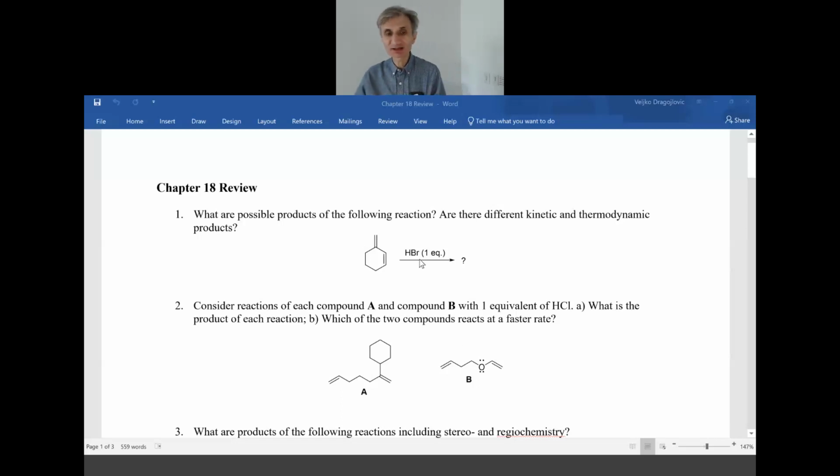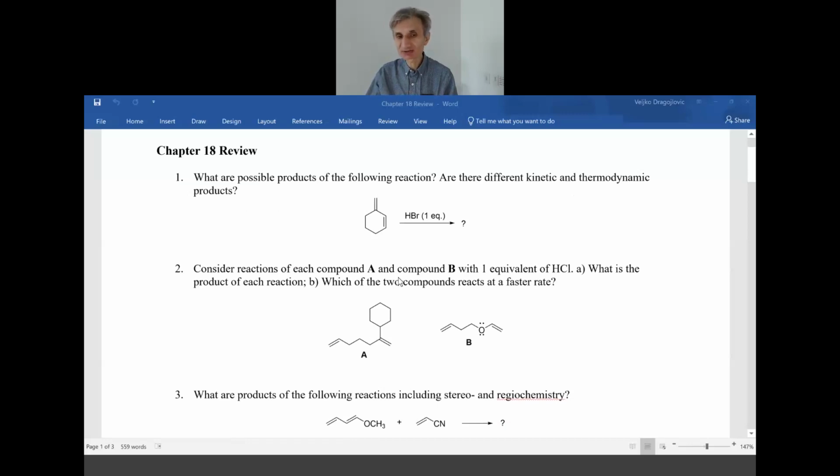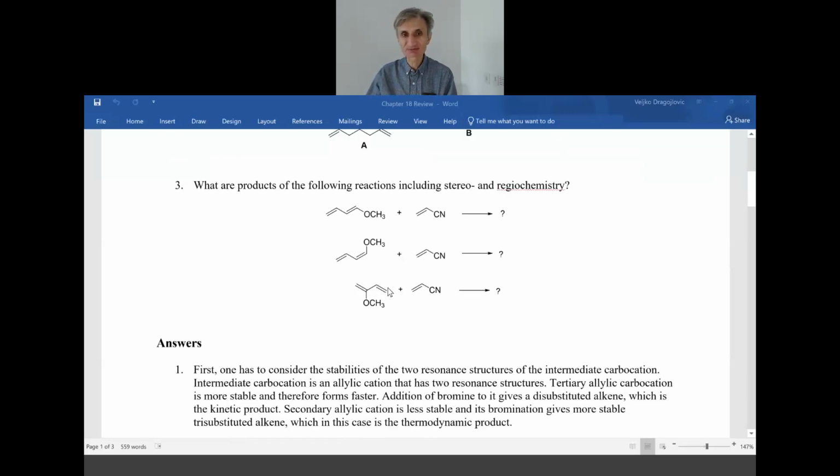We have a diene, and this is maybe for you a little bit unusual diene, where one double bond is what we call exocyclic, that means outside the ring, and the other one is endocyclic, inside the ring. But nonetheless, it is a diene system. So we should carry out our analysis as usual. So what are the carbocations that are formed, and what are the products?